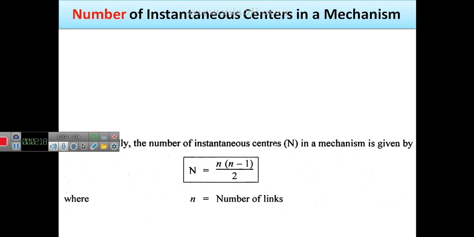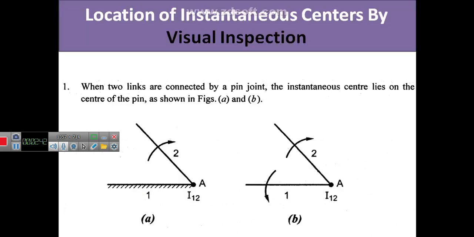Then the next one is we have a mathematical formula for finding the number of instantaneous centers. That is denoted by the capital letter N. You know very well, small n is for the number of links. So the formula becomes N equal to n into n minus 1 divided by 2. And coming to the next one, this is how to find, locate or mark an instantaneous center for the arrangement.